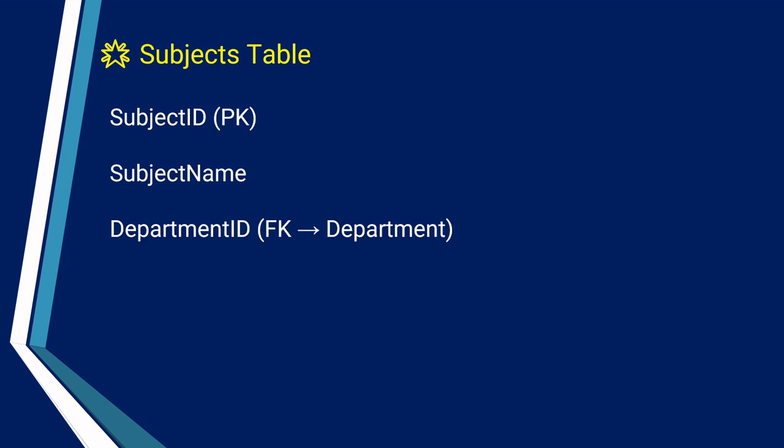The subjects table defines the subjects offered by each department. Subject ID is the primary key, and department ID links each subject to its department. This ensures its subjects are organized correctly within the system.